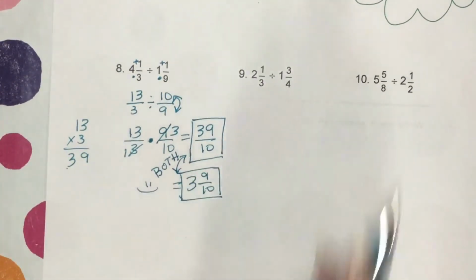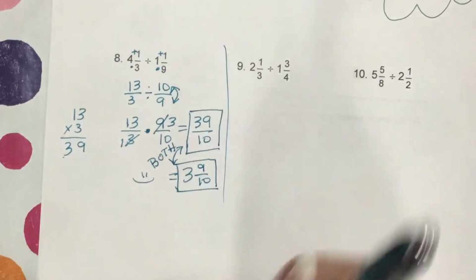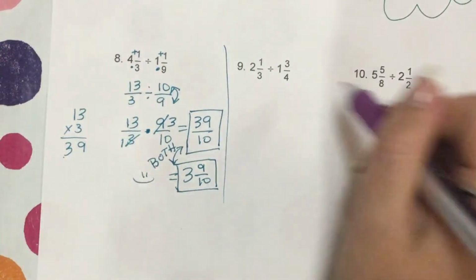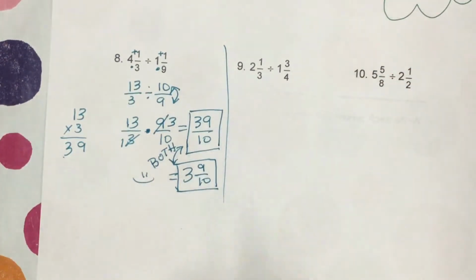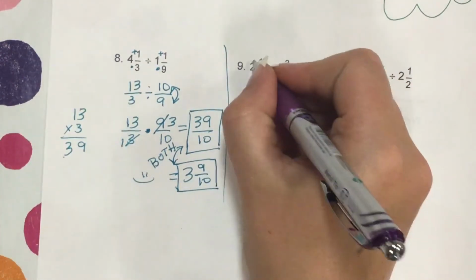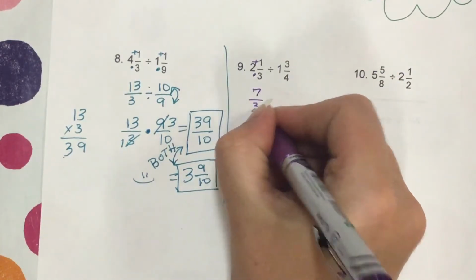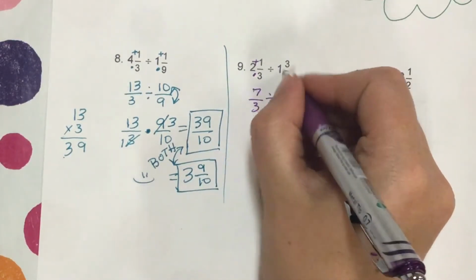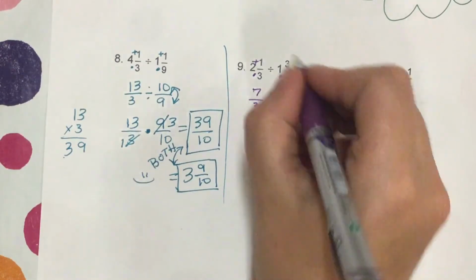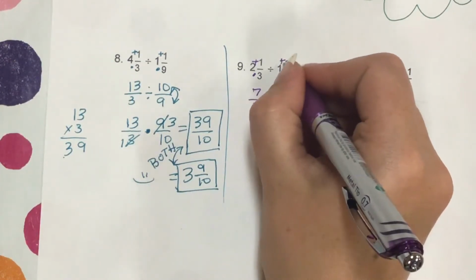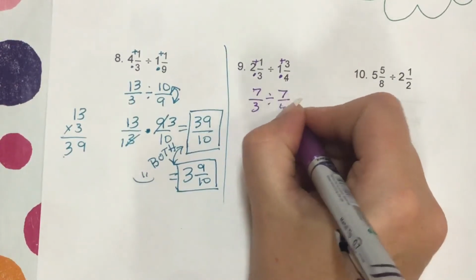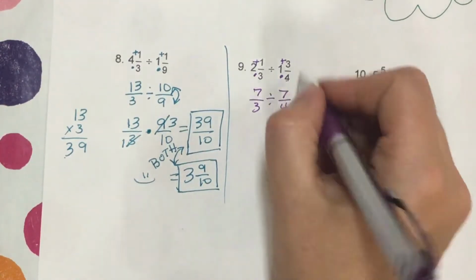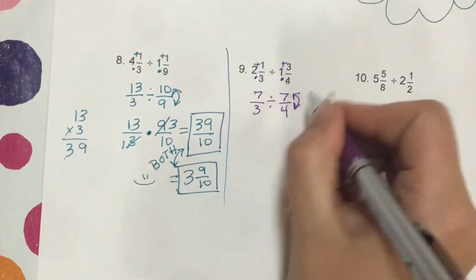Okay. All right, on to problem 9. We have 2 1/3 divided by 1 3/4. Mixed numbers, got to change into improper fractions. So 3 times 2 is 6, plus 1 is 7. So 7 over 3 divided by, got to do the same thing here. 4 times 1 is 4, plus 3 is 7. 7/4, perfect. And now it's time to invert this divisor.